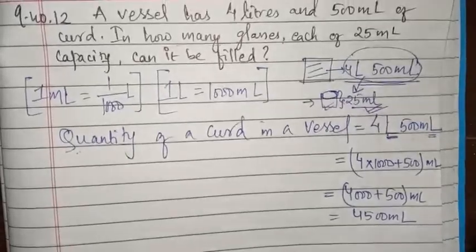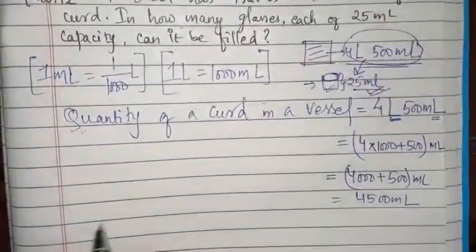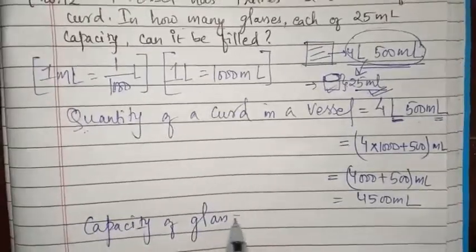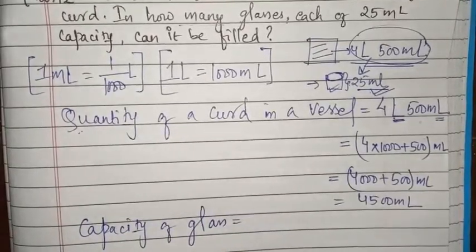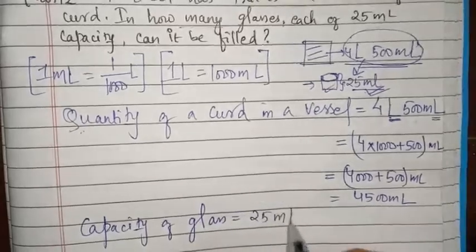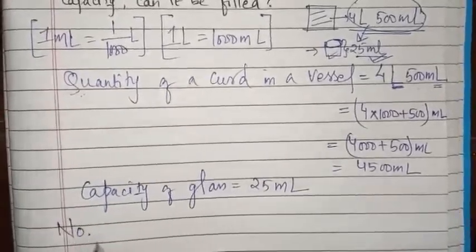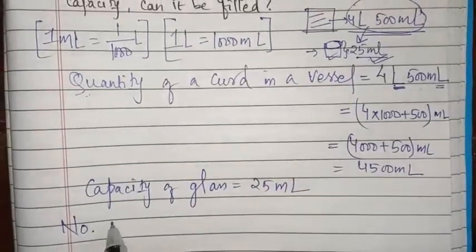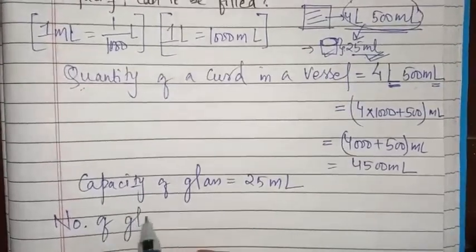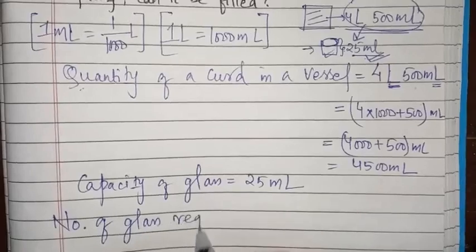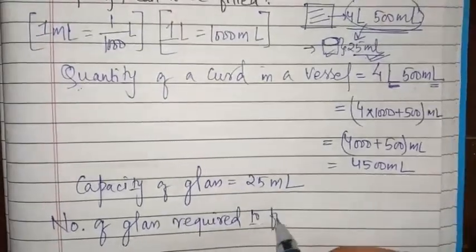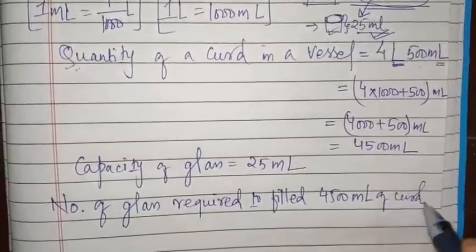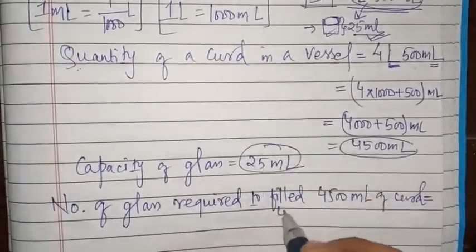Now the next step is the capacity of a glass. How much quantity a glass can hold, water or anything else, that is only 25 milliliter. So you have to find the number of glasses, this glass can hold this quantity of curd. So you'll write number of glasses required to fill 4500 ml of curd is equal to, so divide this number with this, right? 4500 divided by 25.